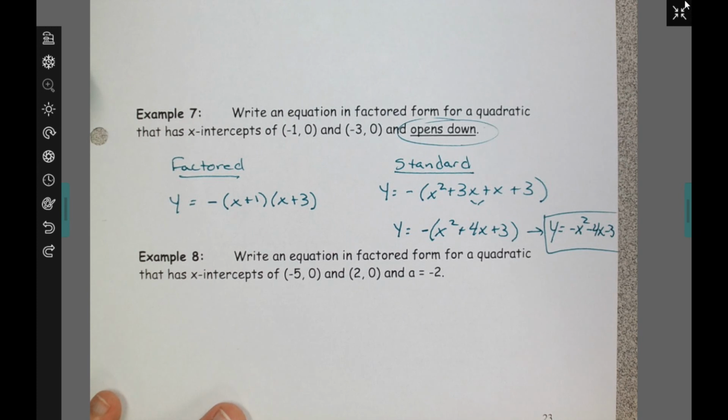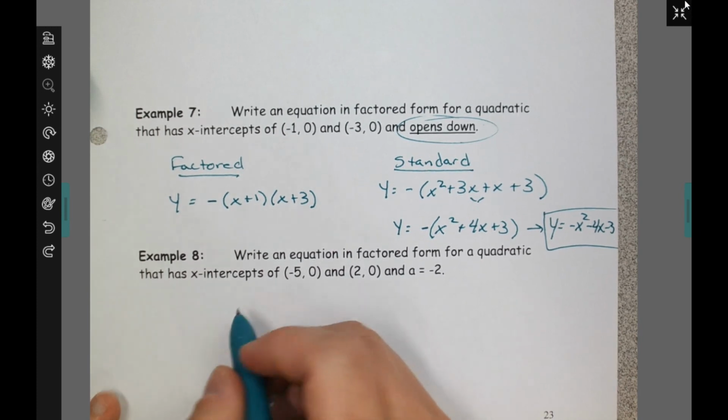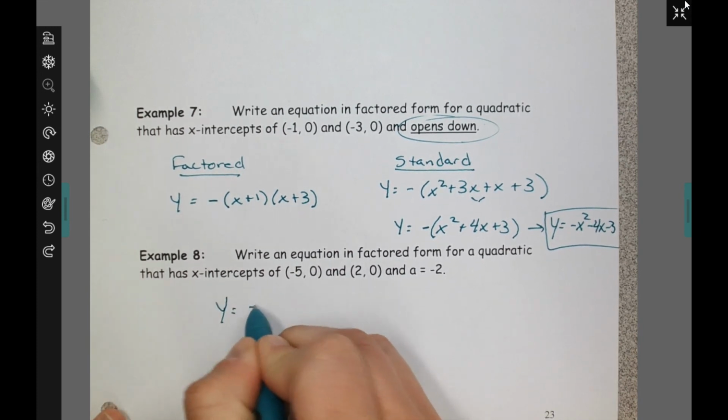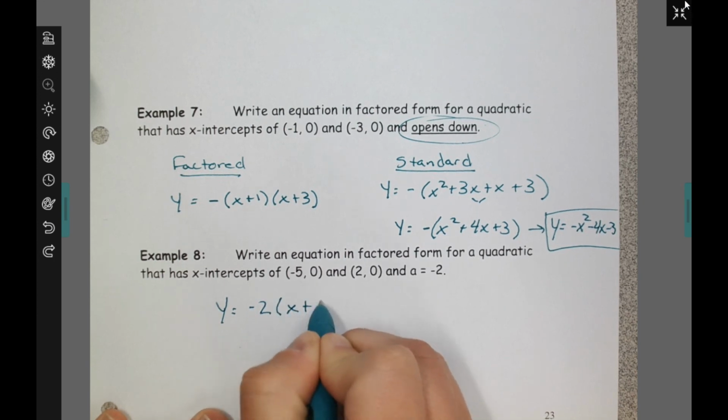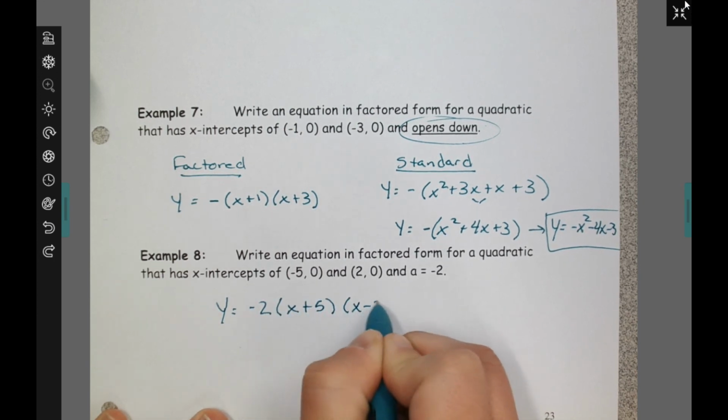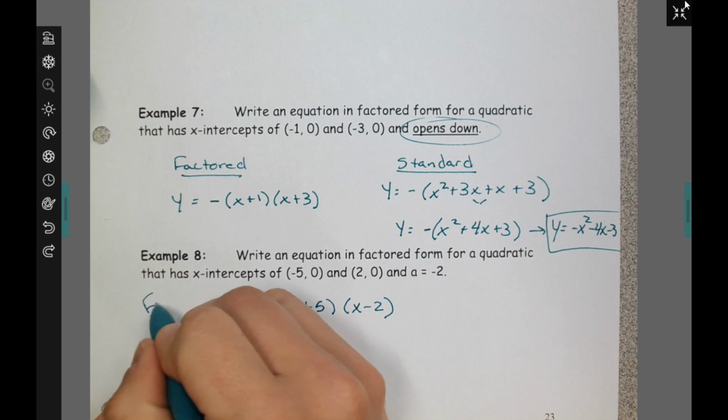Last one, number 8, we'll get it started. It's going to be y equals negative 2, x plus 5, x minus 2. So this would be my factored.